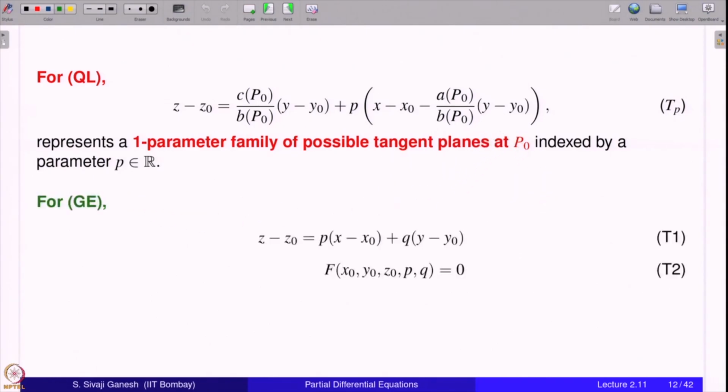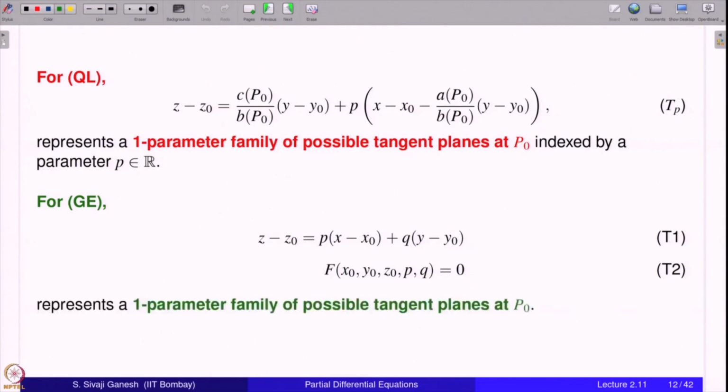For general equations, we have to have both the equations. If you are able to eliminate P or Q from here, that is express Q as a function of P, go back and substitute here, then once again you have only one equation like this. In the case of quasi-linear, it was very easy to express Q in terms of P, but in case of general nonlinear equations, it is not clear. So, this is still a one parameter family of possible tangent planes at the point P0.